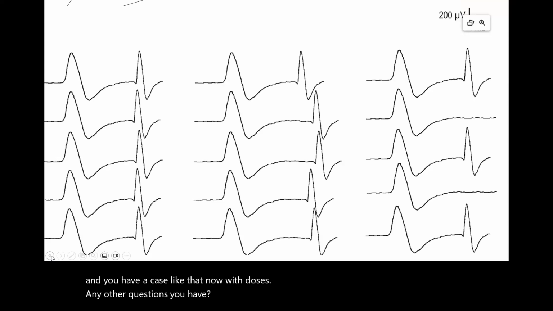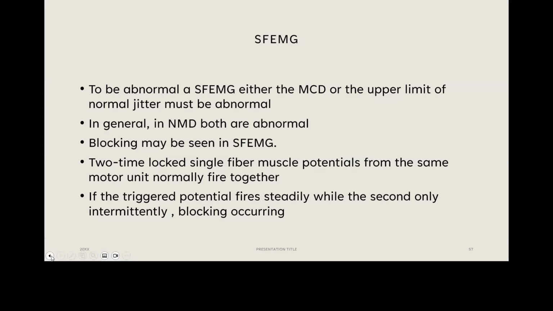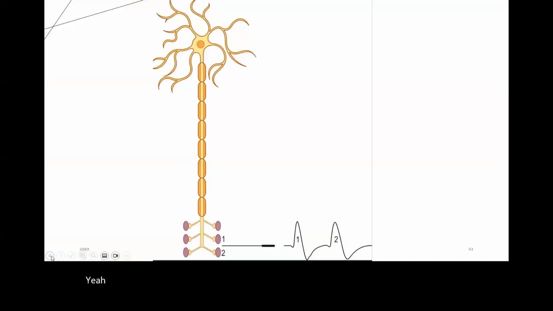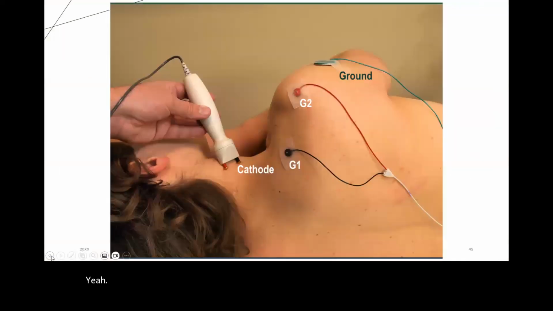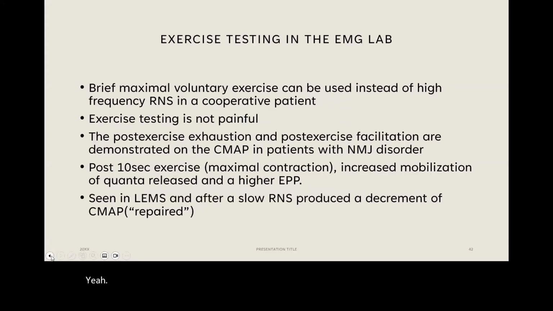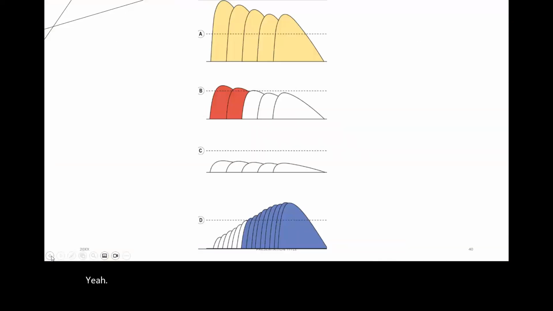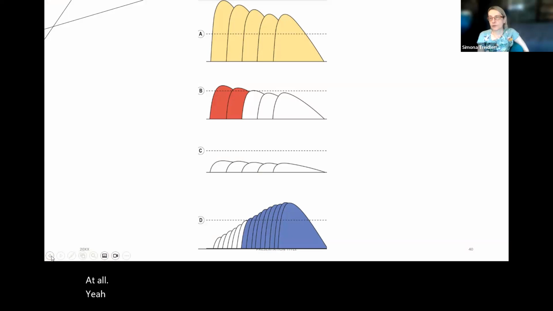I have a question regarding the graph you showed, when the EPP is lower than the threshold, the difference between MG and LEMS. If the EPP is lower than the threshold, why would you at all be able to record a muscle action potential? Yes, that's a very good question.